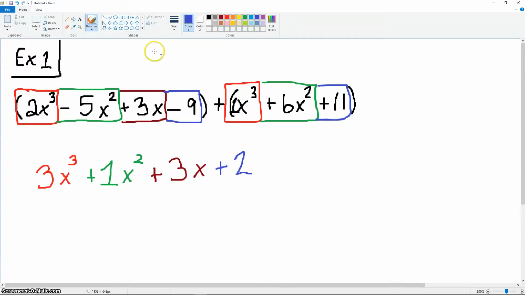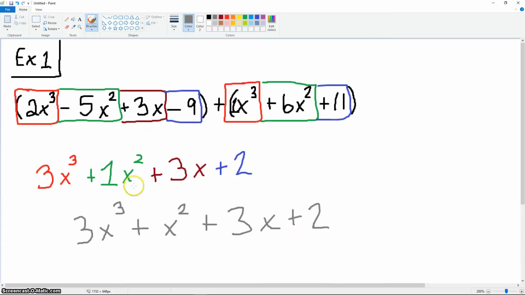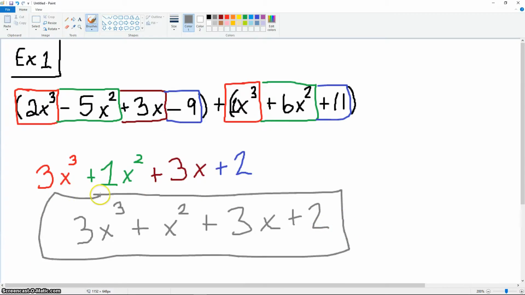Okay, so if we clean this up the more traditional way that you're going to see it, you're going to see it as 3x cubed plus x squared plus 3x plus 2. This is the way that I typically like to show my students how to add polynomials.